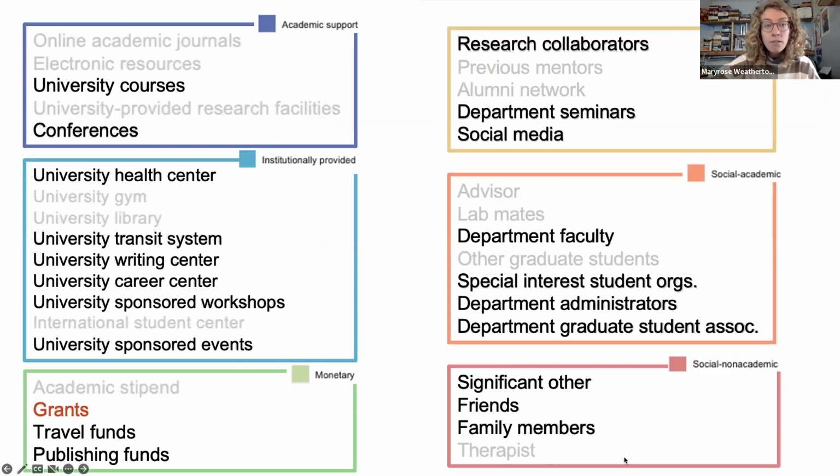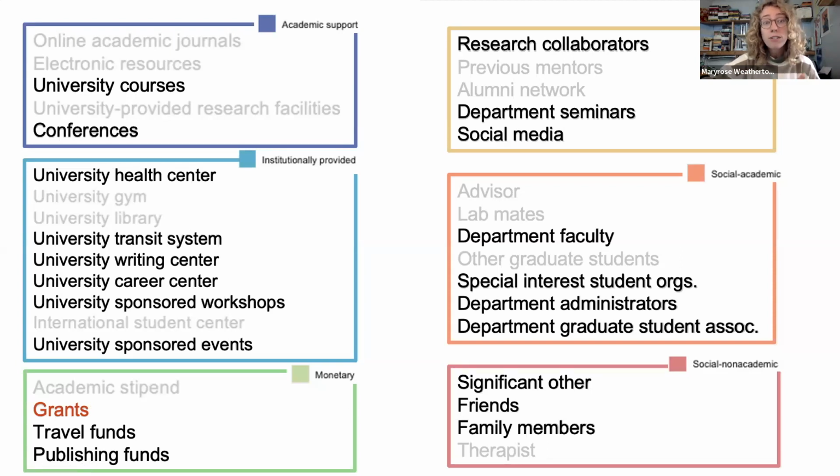So here are our results. Everything that is not grayed out is a resource that was significant in our models. And specifically, every resource written in black text was used significantly more frequently by non-white students compared to white students. We've actually only got one resource here, grants, that was used significantly more frequently by white students compared to non-white students.